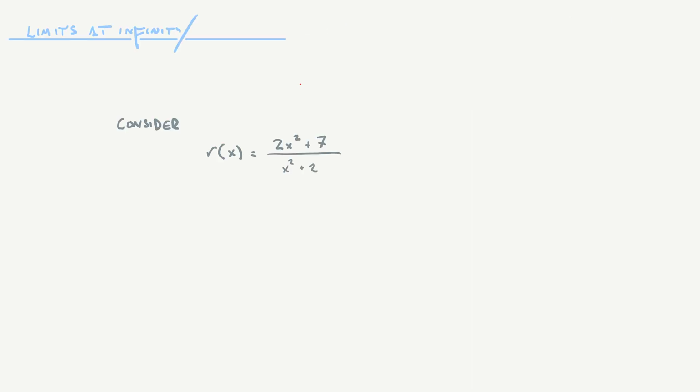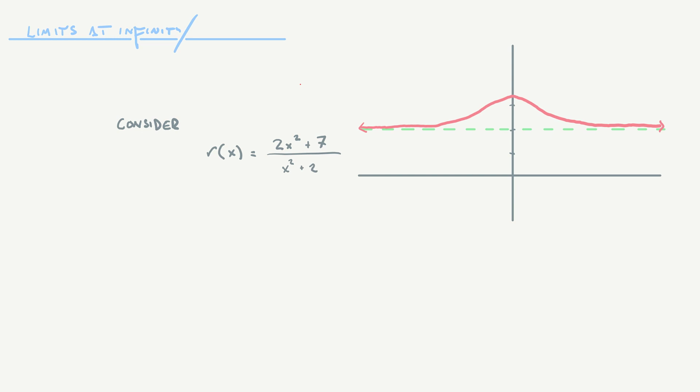To illustrate my point, let's consider this graph r of x here, which is 2x squared plus 7 divided by x squared plus 2, and it looks like this. Okay, it actually has no vertical asymptotes because nothing makes the denominator 0, at least no real number does. So you can plug in whatever you want to this function, but it does have a horizontal asymptote. It happens to be at 2.